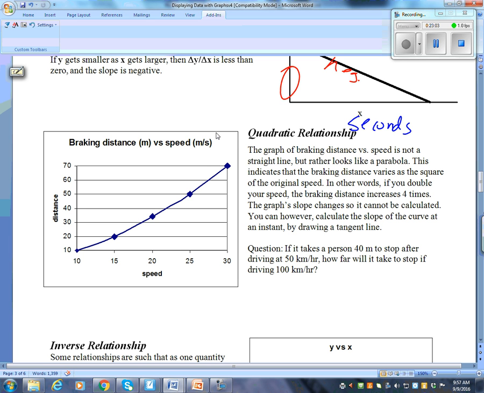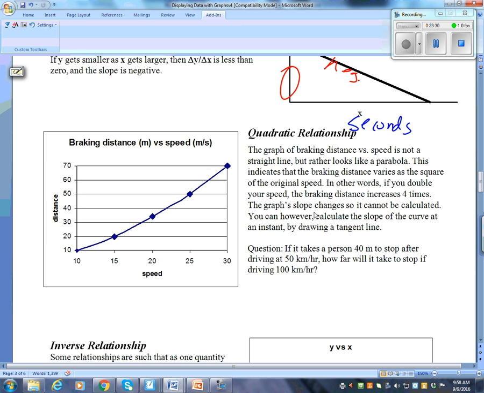Okay. The graph of braking distance versus speed is not a straight line, but rather looks like a parabola. Have you heard the word parabola before? Yes. This indicates that the braking distance varies as the square of the original speed. In other words, if you double your speed, the braking distance increases 4 times. I don't know if they teach you that in driver's ed. Double speed, braking distance increases 4 times.